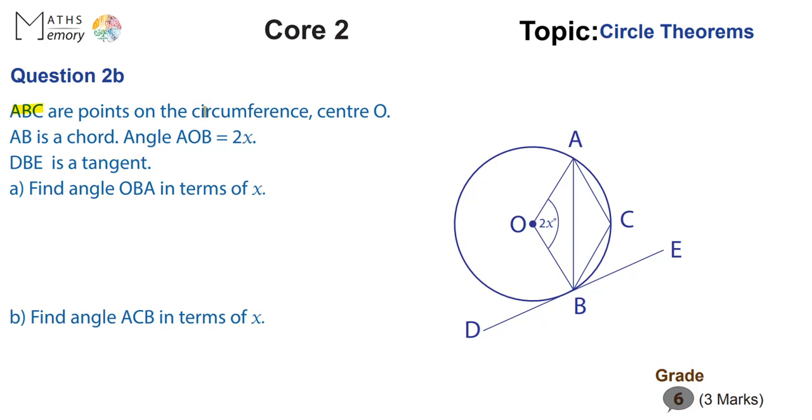Now, A, B, C are points on the circumference, center O. AB is a chord. We can see this over here, AB going right across.